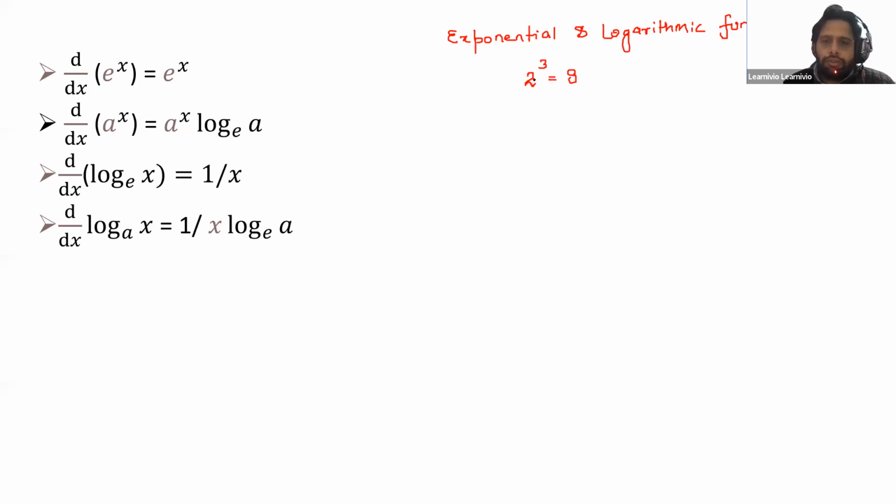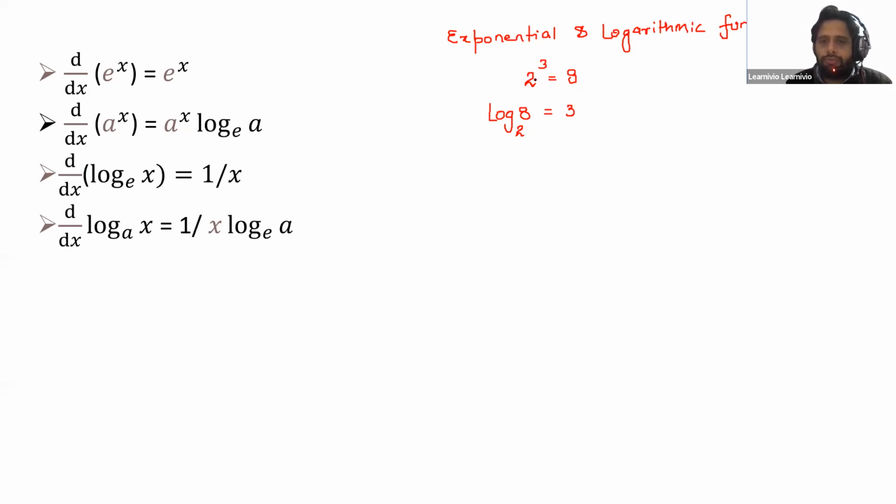Now, 2 cubed is equal to 8. Now the log goes in this way. If you have log 8 with base 2, then the log says what should be the power of this 2 so that you will get 8. So log says what should be the power of 2 so that you will get 8. So that means 3. Okay, so log works in this way.